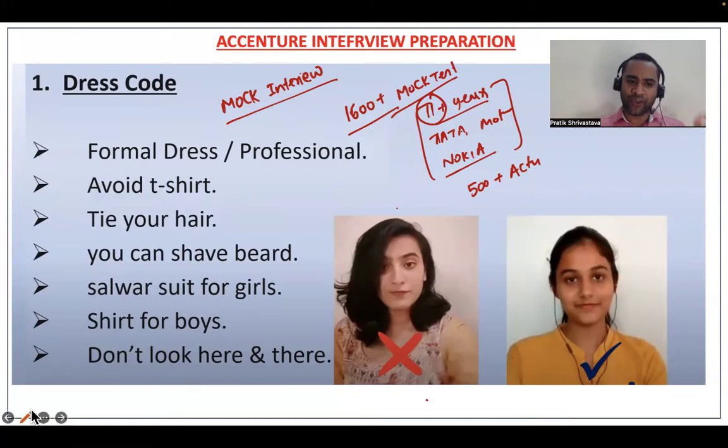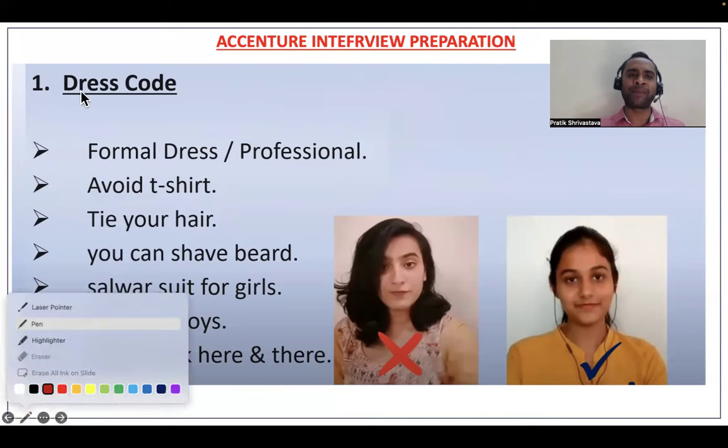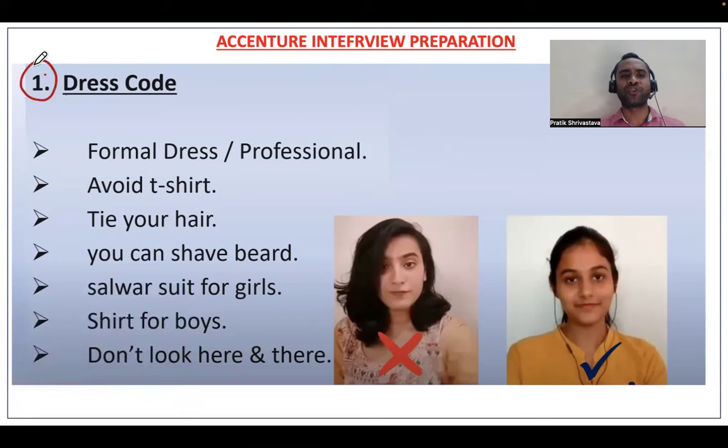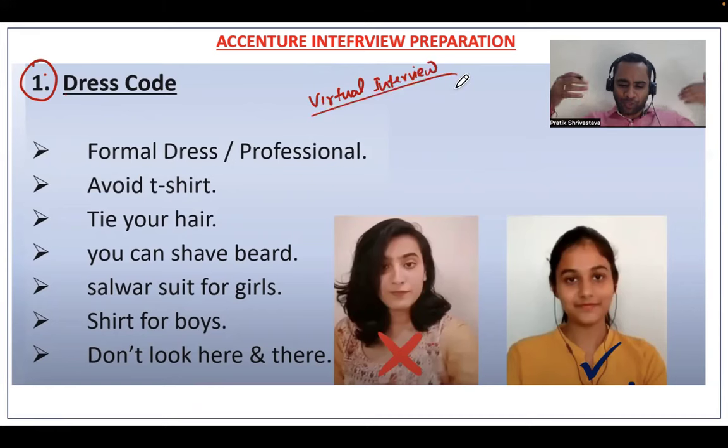Okay, now friends, during the interview, many people ask, sir, what should be my dress code? Okay, let us talk about the virtual interview. In a virtual interview, what will be visible? Half of the person will be visible. So what you wear down, it does not matter. Wear or don't wear, it doesn't matter. Mainly the half of the person will matter, right?